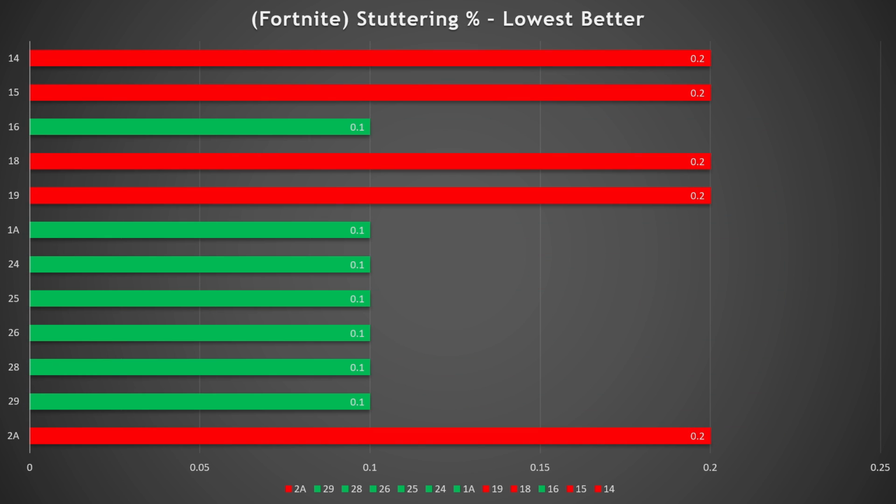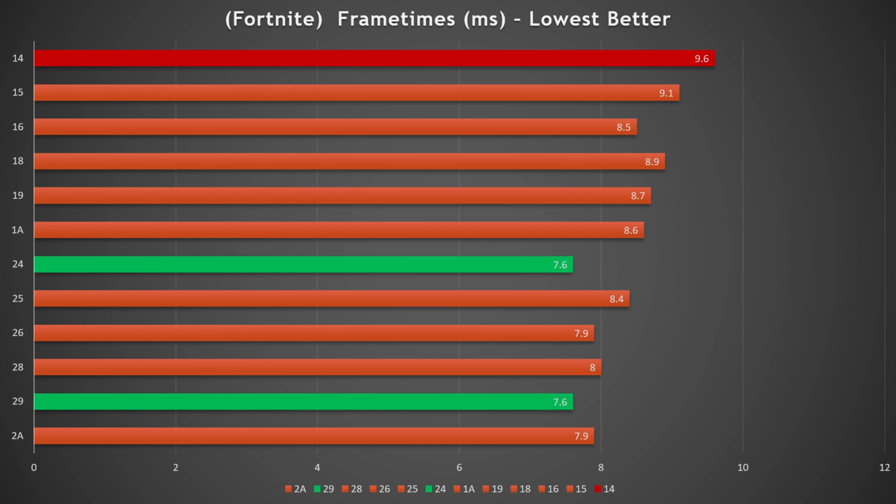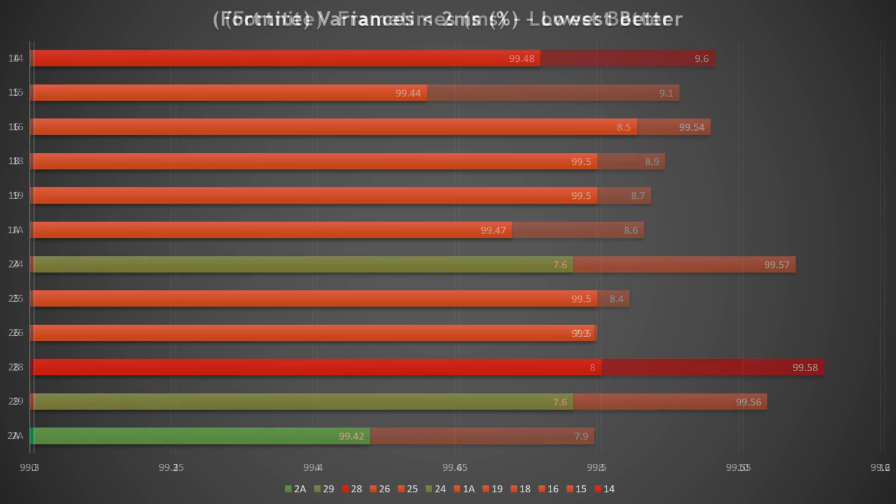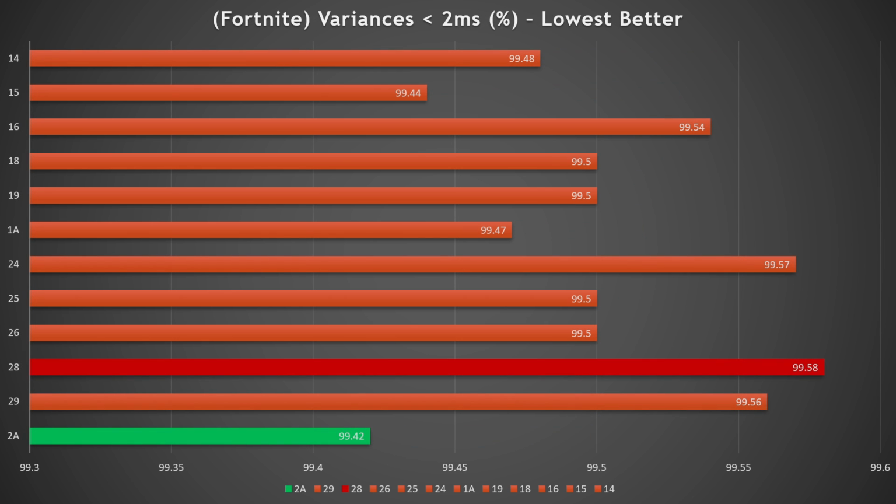In the part of stuttering, again, we have the same concept. All values are basically the same, but the best values were 16, 1A, 24, 25, 26, 28, and 29. The frame times were the best in the 24 and 29 values, and worst in the 14 value.